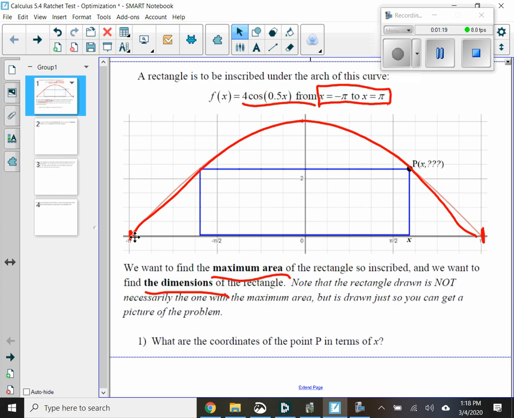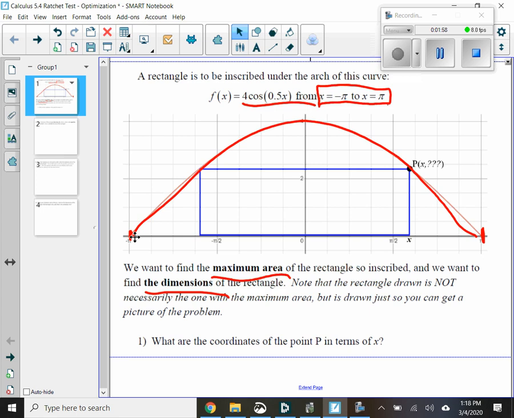Because I have to find the maximum area, that's telling me that I need to have an equation for the area of this rectangle. If I have an equation for the area of the rectangle, then I'll be able to take the derivative and find what the minimum and maximum are. Does that make sense? I'm just trying to help you visualize how to set up the problem here. It's telling me I've got to find the maximum area of the rectangle, and then I can find the dimensions.